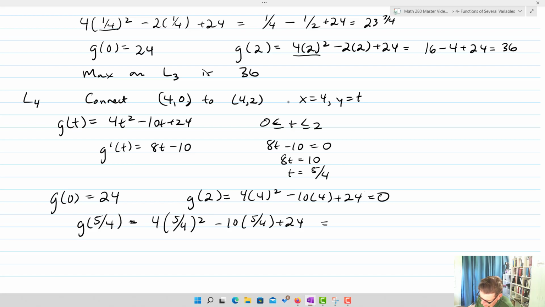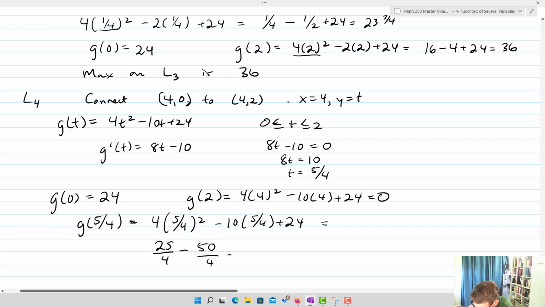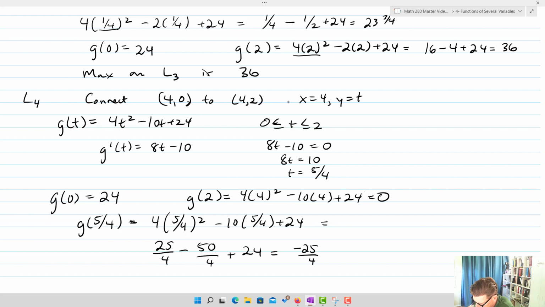And that equals, so we got 25 over 4 minus 50 over 4 plus 24. And that equals negative 25 over 4, essentially negative 6 and 1/4, plus 24, which equals 17 3/4. Woo!